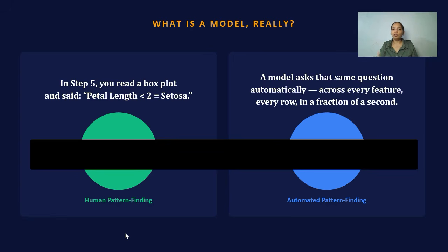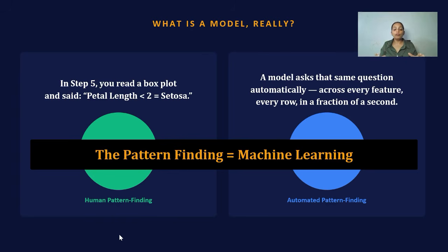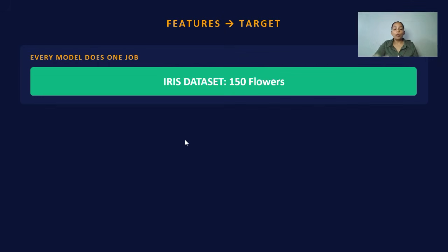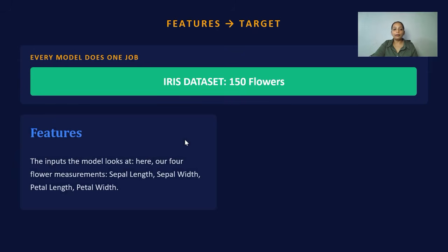It is not magic, it is not a black box, it is pattern finding, the same pattern finding you were doing by hand and with your eyes. Step 5 is just handing over to an algorithm so that it can do it faster and at a scale you could never do by hand and by eye. A model has one job: look at inputs, we call those features, and learn a rule that predicts an output, we call that label or target.